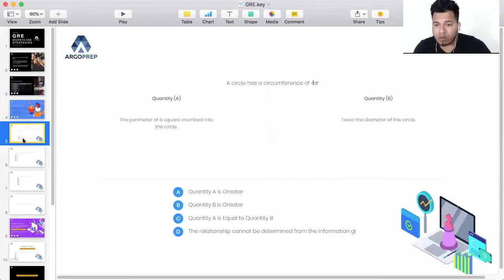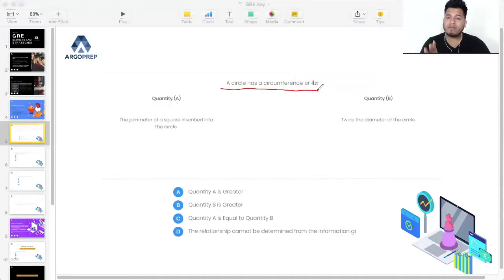Here is an example of a quantitative comparison question. So in these questions, let me go ahead and take out my pen and draw. In quantitative comparison type questions, you may or may not have a centered piece of information. It can be there, it may not be there. However, if it's there, you have to, of course, use that. It's going to help you solve the problem.